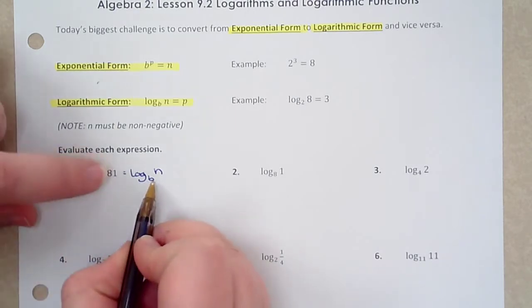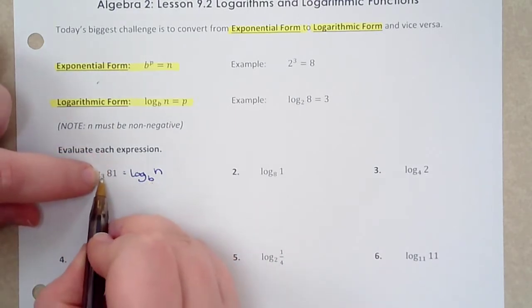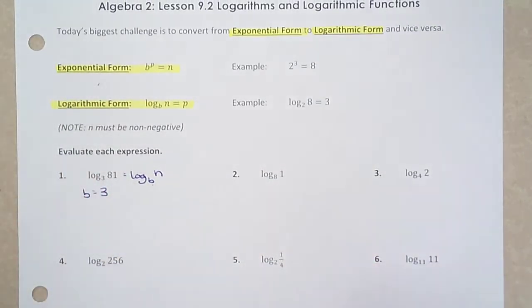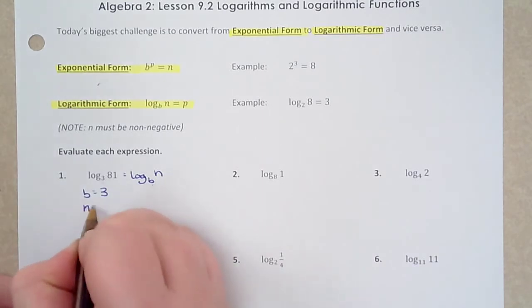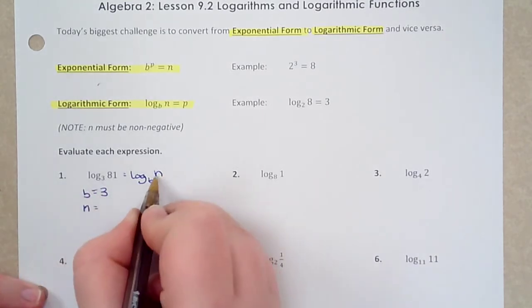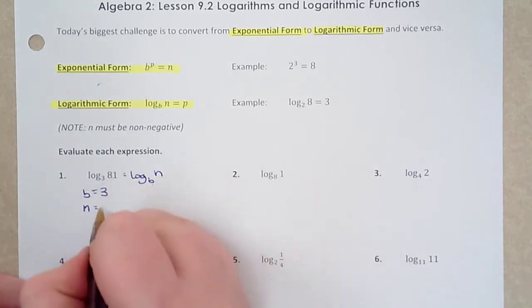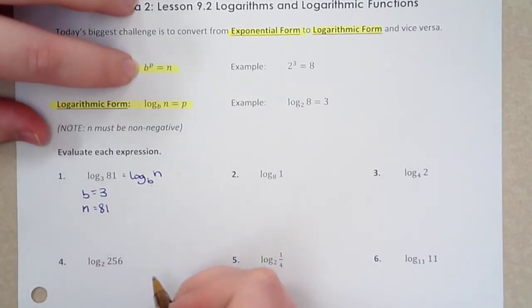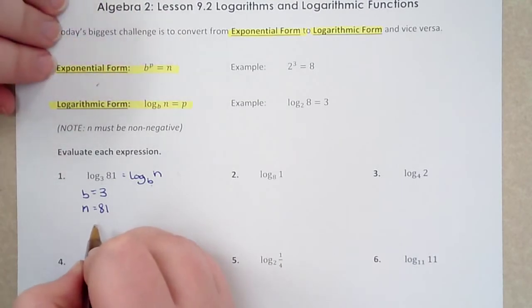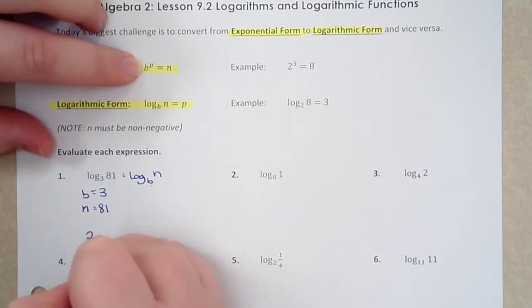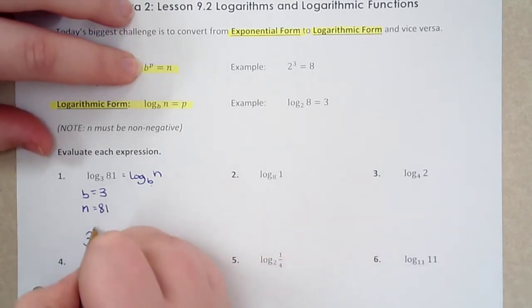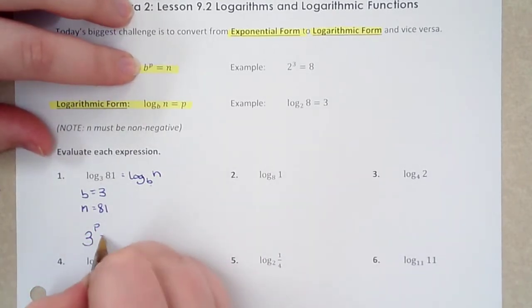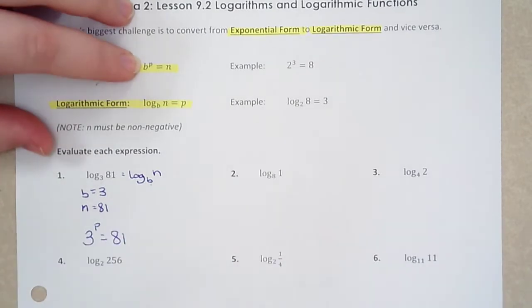Well, I notice my b in this one is going to be 3. And when you're starting out, I kind of like to write out what each thing is, just so I can, again, visualize a little bit more. I notice my n in this form is 81. So then when I want to go back and take it into exponential form, I can pretty quickly do that. I know my b is my base. I don't have a p for power, so I'm just going to put a p there as my exponent. But I do know that it equals 81.